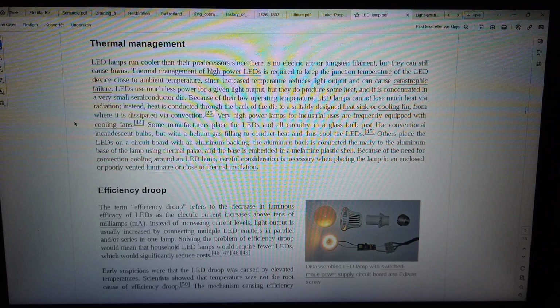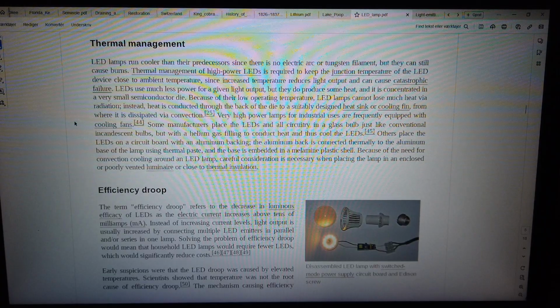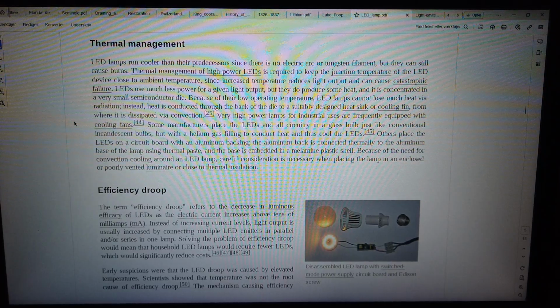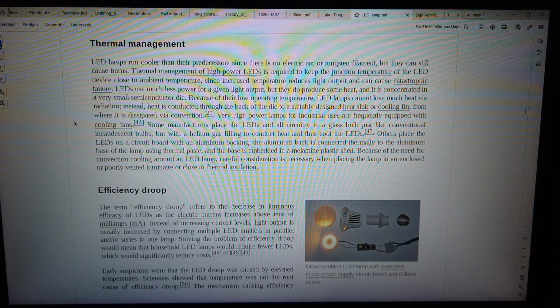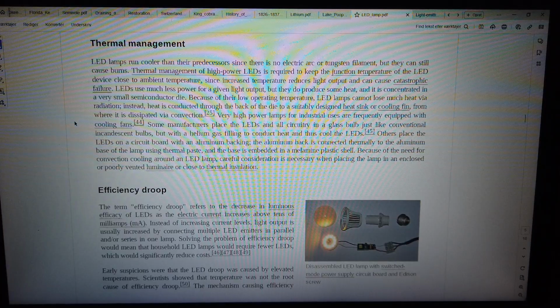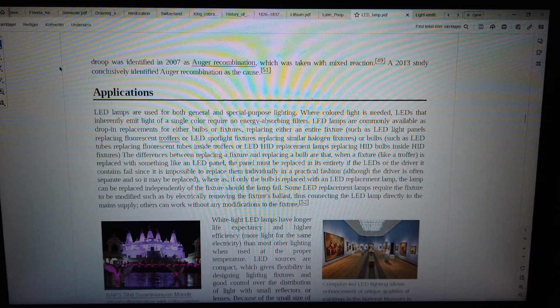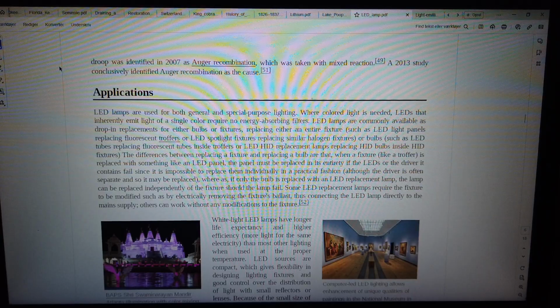Solving the problem of efficiency droop would mean that household LED lamps would require fewer LEDs, which would significantly reduce costs. Early suspicions were that the LED droop was caused by elevated temperatures. Scientists showed that temperature was not the root cause of efficiency droop. The mechanism causing efficiency droop was identified in 2007 as Auger recombination, which was met with mixed reaction. A 2013 study conclusively identified Auger recombination as the cause.